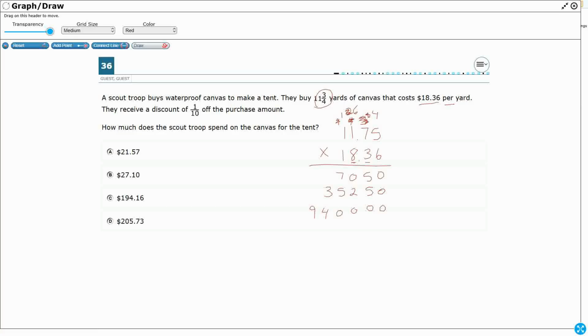All right, keeping everything nice and neat, I've got this 1 left. This is in the fourth place over. If we weren't dealing with decimals, it'd be the thousands place. Let's go ahead and put 1, 2, 3 zeros. I don't really need to multiply, because all I'm going to do is write down 1175, because when you multiply by 1, you're just writing down the number.